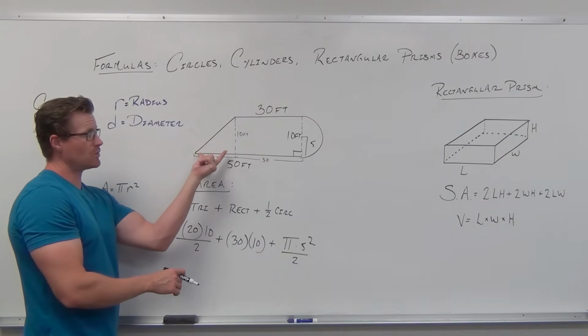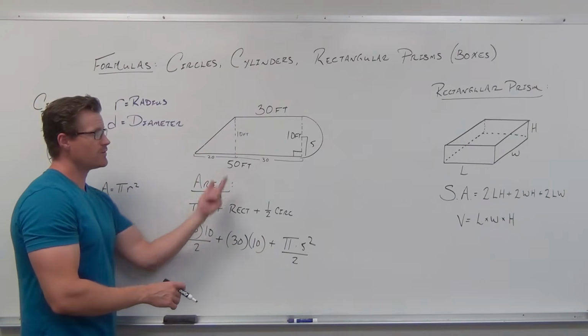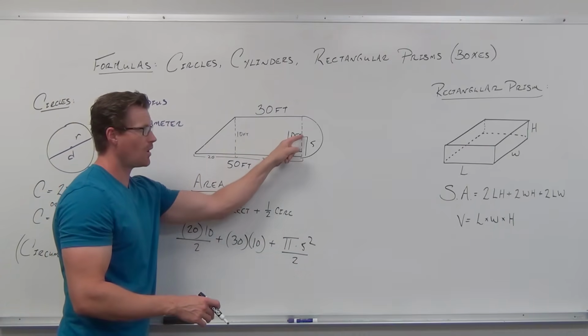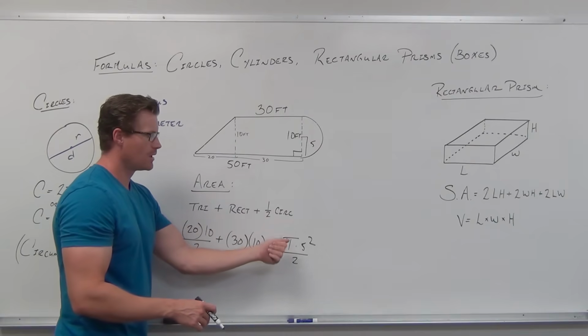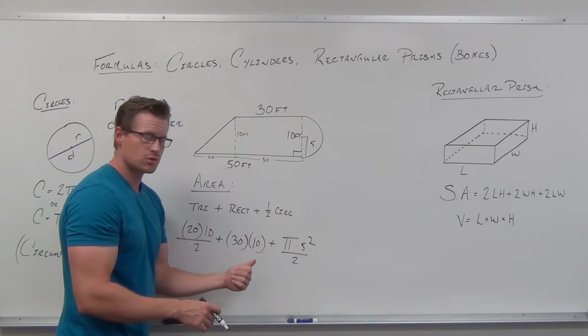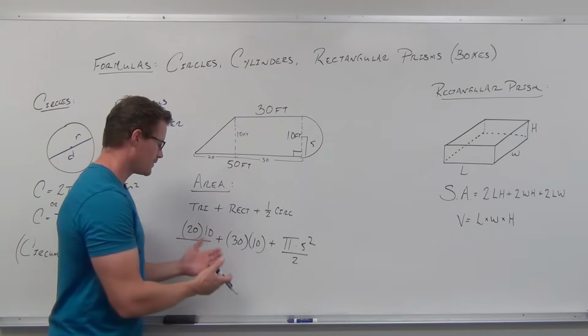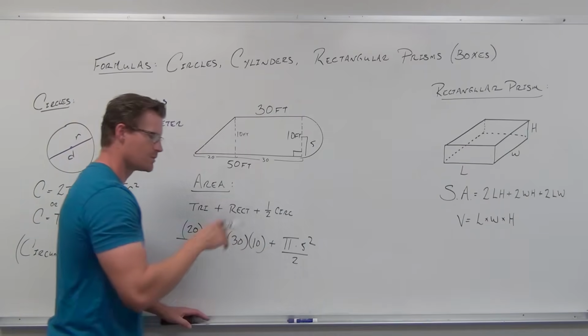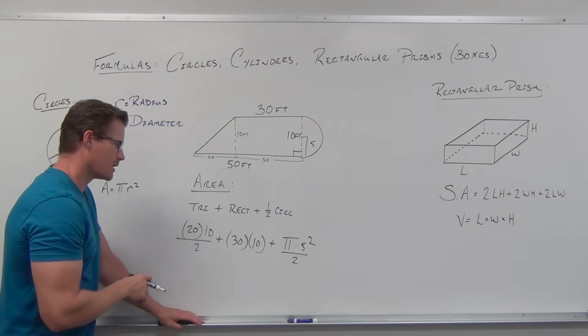You've got your triangle, base times height divided by 2. You've got your rectangle, base times height. You've got half a circle, pi r squared, that's 5, pi times 5 squared divided by 2. And then you use your calculator. Just get what each of these are, add them together as a decimal. It's going to be funky, but that's okay.